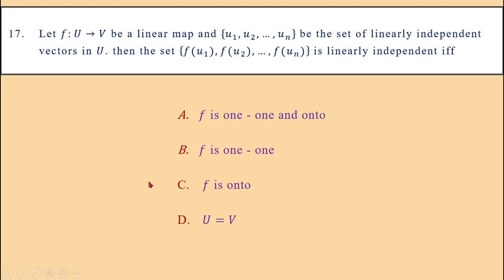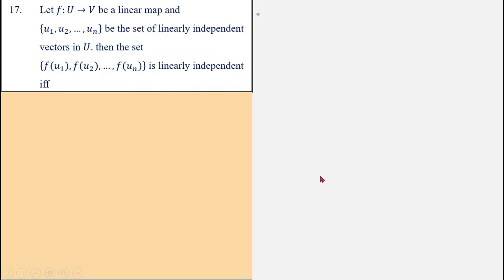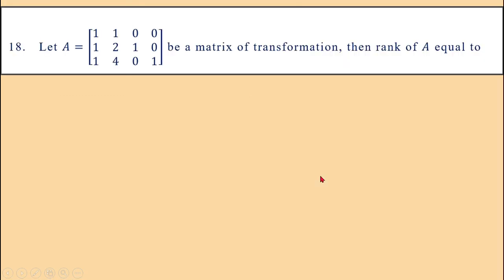There is no need to get U is equal to V. There is no need for the function to be onto. The only necessity for the image set of a linearly independent set under the linear transformation to be linearly independent is that the linear transformation is injective, that means 1-1. So the correct option is f is 1-1.